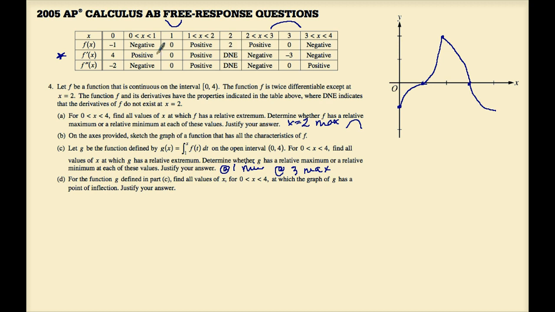But again, we need to see that the sign changes on either side of these values. That doesn't happen at 1, but it does happen at 2. Therefore, for letter D, our answer is at 2, we have a point of inflection.